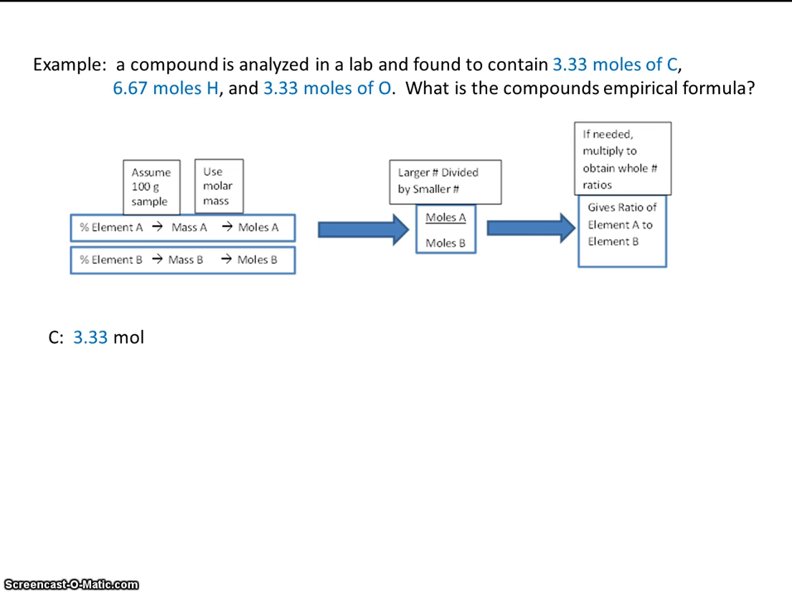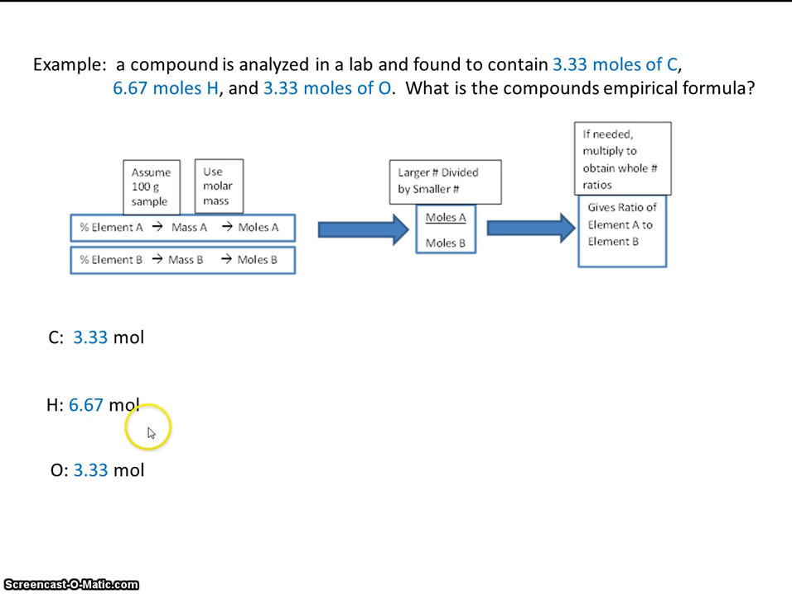We have 3.33 moles of carbon, 6.67 moles of hydrogen, and 3.33 moles of oxygen. So they didn't give us percent, nor did they even give us mass. They already gave us moles. So we're already at this step in the flowchart. So the next step would be to divide the larger number by the smaller number. So what's the largest number here? Yeah, it's 6.67. And the smallest number is 3.33.